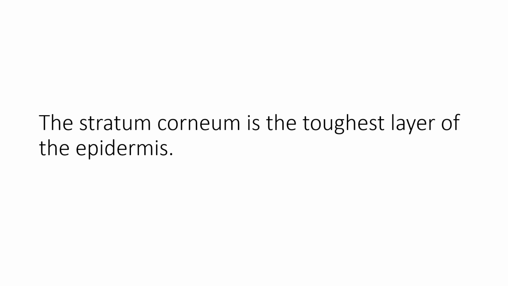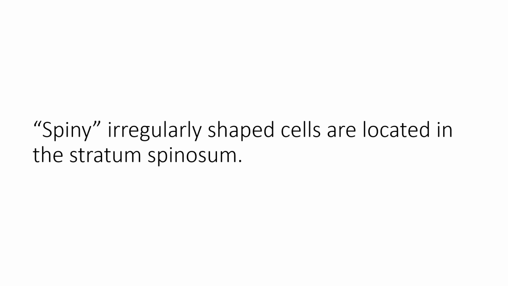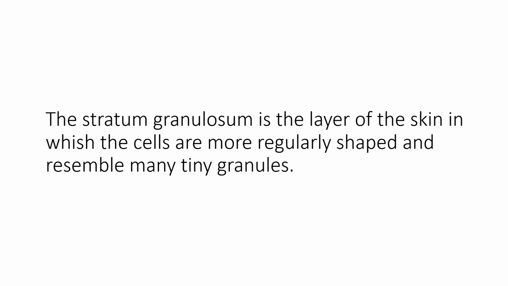The stratum corneum is the toughest layer of the epidermis. Desmosomes are intercellular connections that allow keratinocytes on the surface of the skin to remain tightly interconnected. Spiny, irregularly shaped cells are located in the stratum spinosum. The stratum granulosum is the layer of the skin in which the cells are more irregularly shaped and resemble many tiny granules.